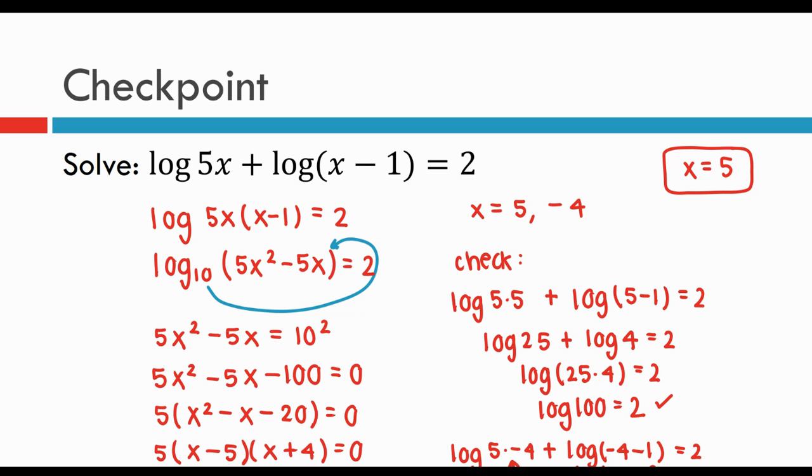I only need to set the factors that have an x equal to 0. So my GCF doesn't have an x. I don't have to worry about that. But x minus 5 equals 0, x plus 4 equals 0. That's why I got 5 and negative 4.